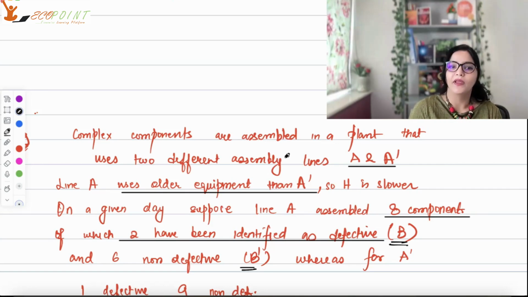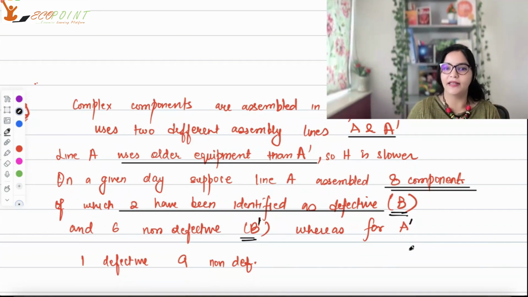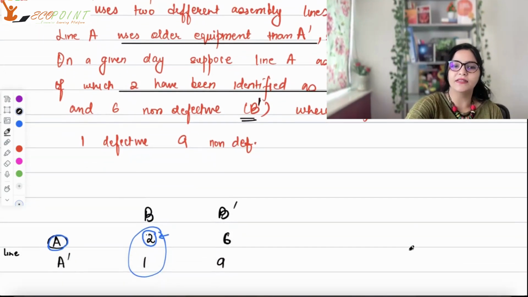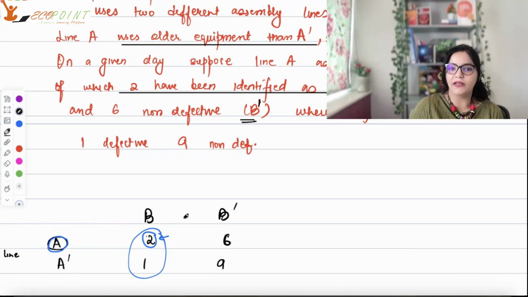So it is slower. On a given day, suppose line A assembled 8 components, out of which 2 have been identified as defective. Now, defective I've taken as B, and 6 are non-defective as B complement. Whereas for A complement, 1 defective and 9 non-defective. So the data that we have is, you have line A and A complement and you have defective and non-defective. So there are 2 defective in A and 6 non-defective, 1 defective in A dash and 9 non-defective.